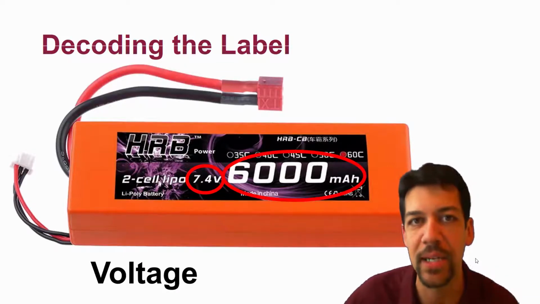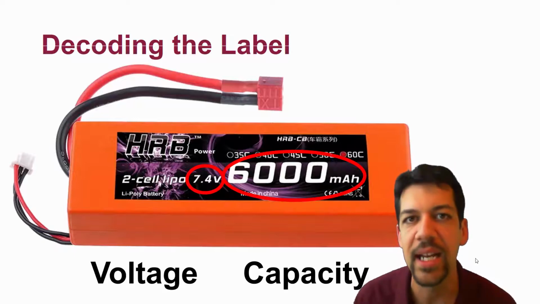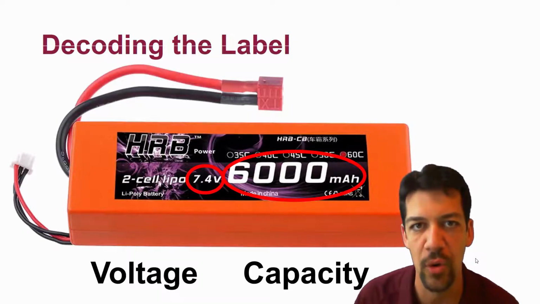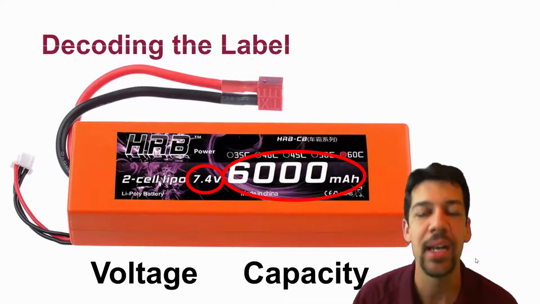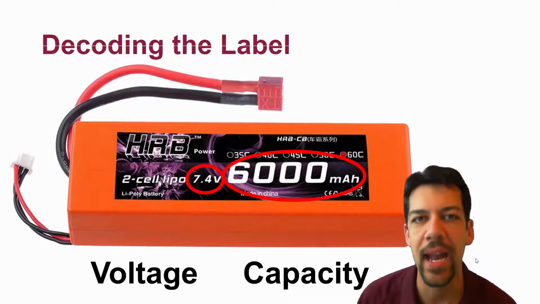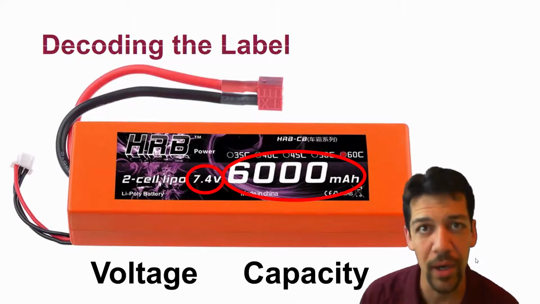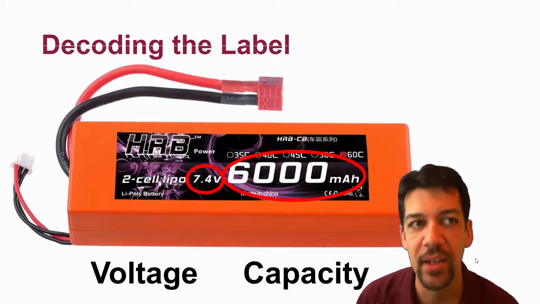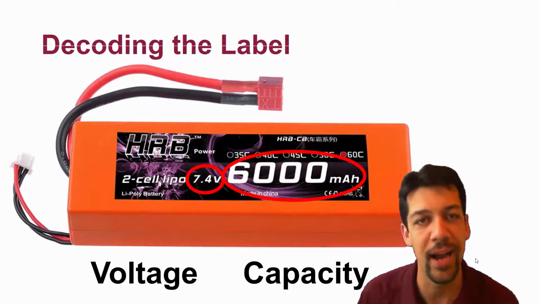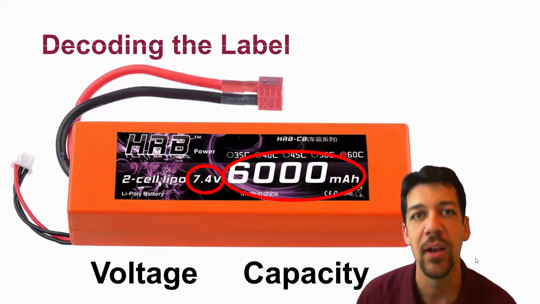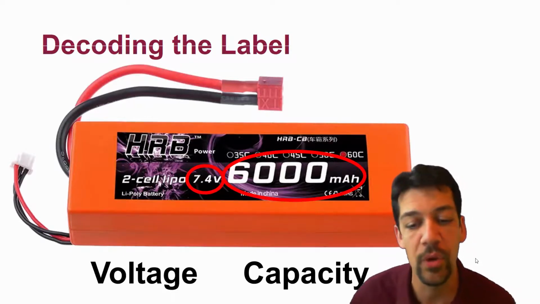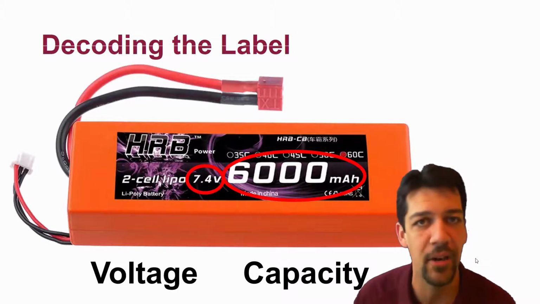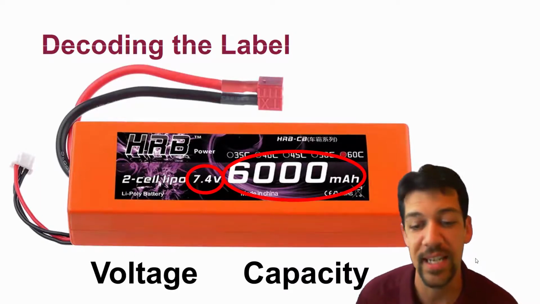The capacity is the big number here, right? And what this capacity means is this is how much charge is stored in the battery, and that's represented in milliamp hours. So an amp is a coulomb per second, and an amp hour is a coulomb per second over an hour. So basically it's 1 amp delivered for 1 hour. 6,000 milliamp hours is 6 amp hours. So this thing, if I was drawing a single amp from this battery, I could do that for 6 hours. Right?